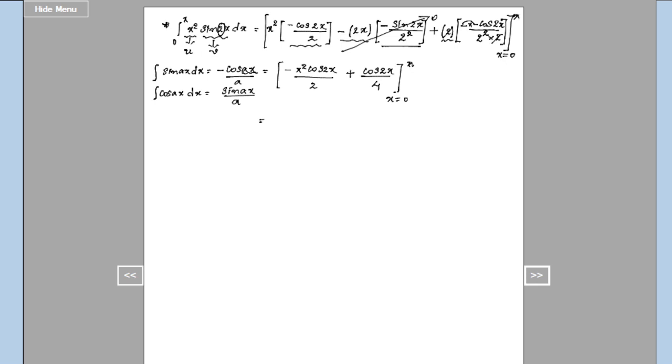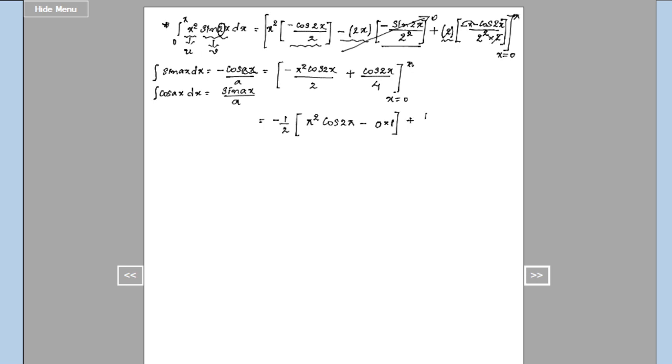I will apply the limit for the first term. I have a constant term, minus 1 by 2, taken out. So in place of x I am giving pi, so it becomes pi square into cos 2 pi, minus the lower limit. When I give x equal to 0, it is 0 into cos 0, which is 1. This is for the first term.